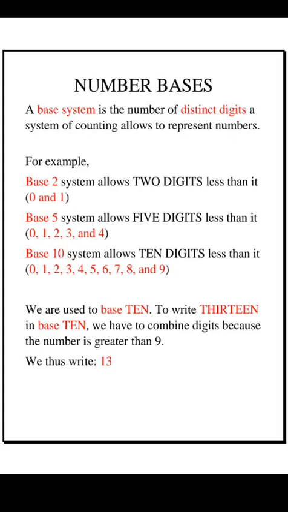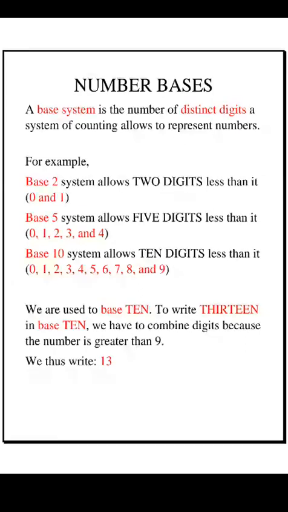Good morning. Today we want to look at number bases. What do we mean by a base system? A base system is the number of digits a system of counting allows to represent numbers. For example, if you are working in a base 2 system, every number is going to be less than 2, but it must not be negative. So for base 2, we have 0 and 1.